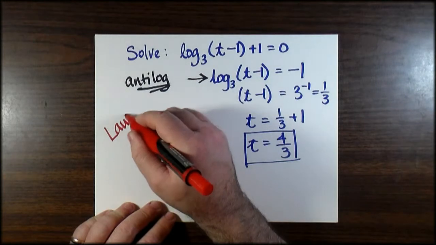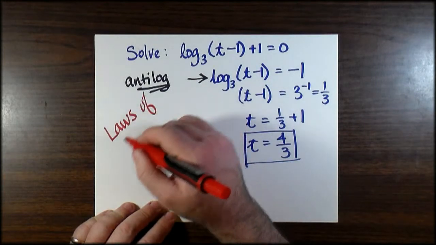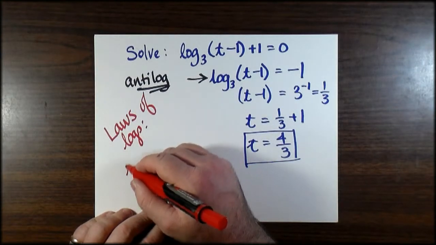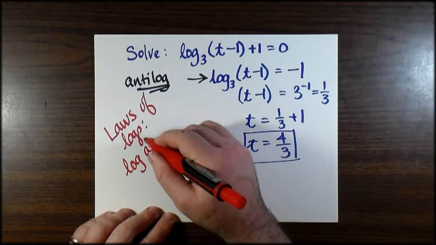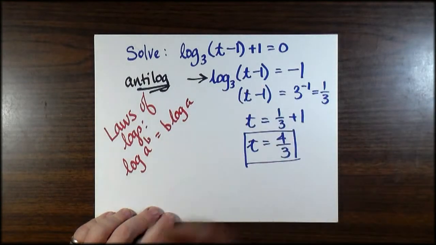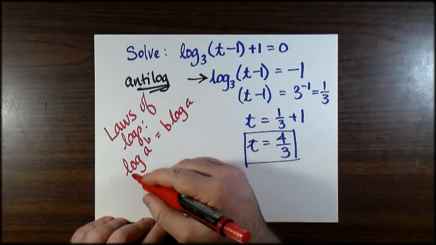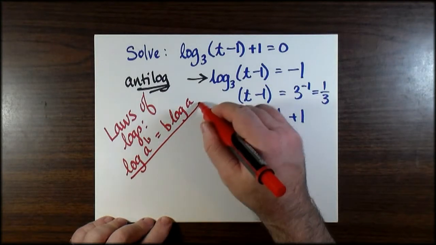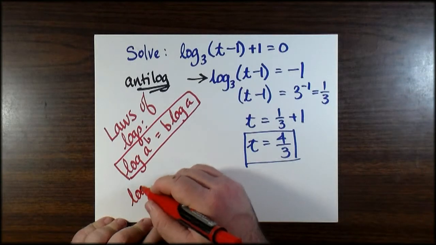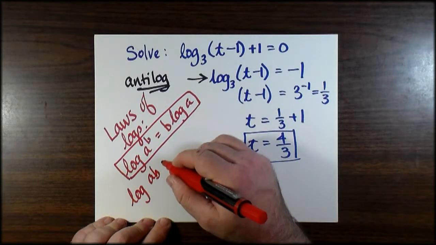So I'm just going to review a few laws of logarithms. For example, I think the most useful law of them all is the power law, and that's where if you have the log of a raised to a power, then the power can actually go in front of the log expression. It's very convenient, gets you out of a lot of mess.